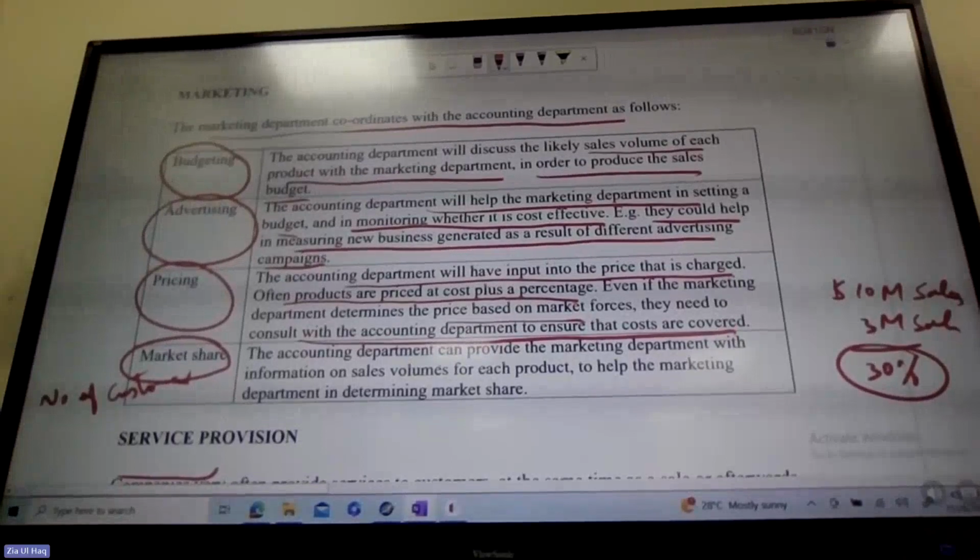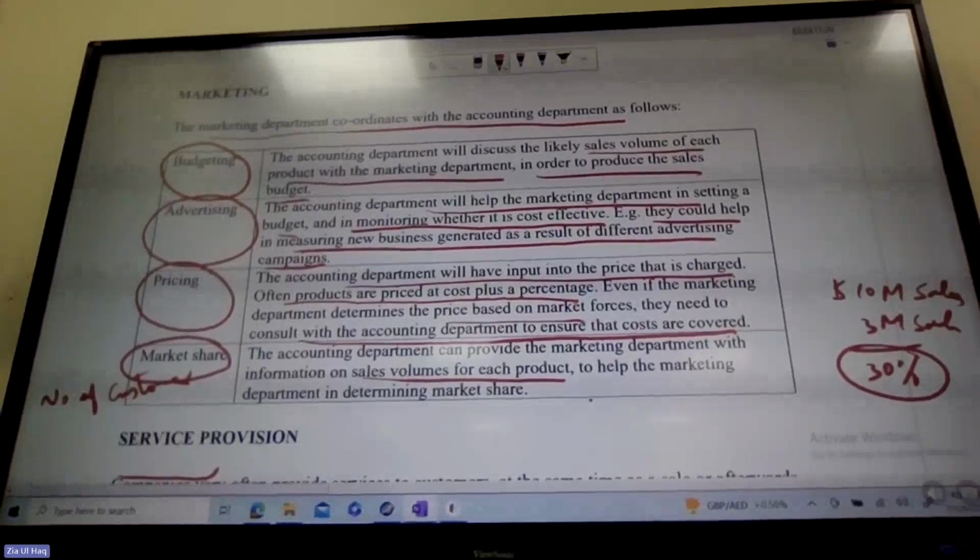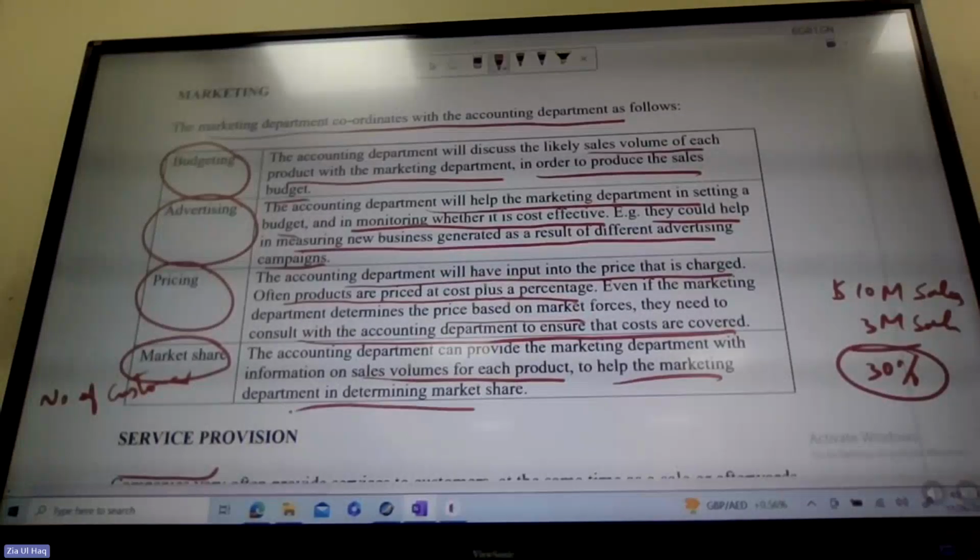So the accounting department can provide the marketing department with information on sales volume for each product, meaning the sales of each product, so that the marketing department can measure the market share of each product. So these are the areas where the marketing department contacts the accounting department: budgeting, advertising expenditure, price reduction, and market share of the business as well as of individual products.